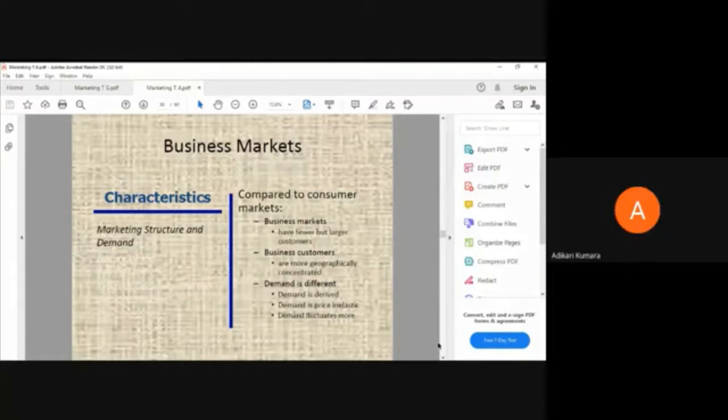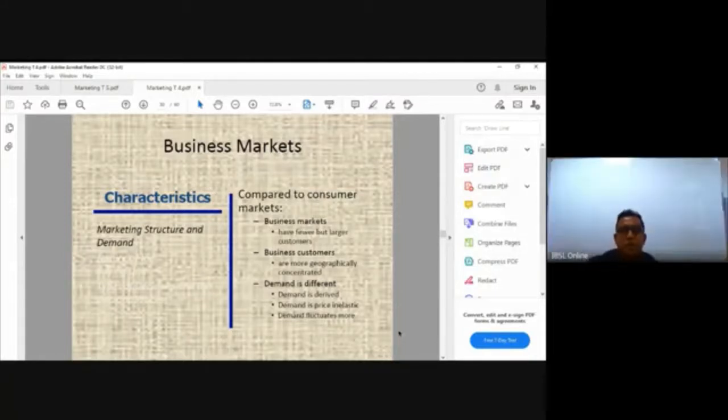Right. Sorry. So demand, we're talking about business markets compared to consumer markets. Business markets have fewer but larger customers. We don't have many corporate customers, but their volumes are big in size, large facilities. Business customers are more geographically concentrated. As I said, corporate customers are mostly in Colombo or in the city. Demand is different. Demand is derived.